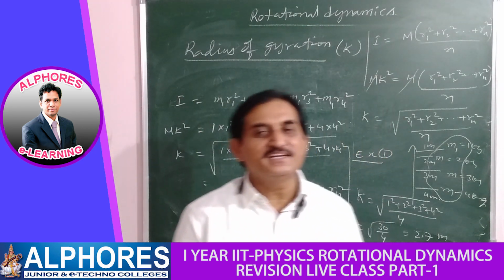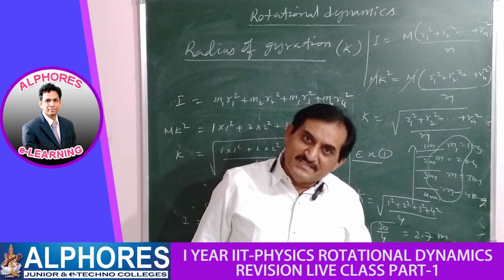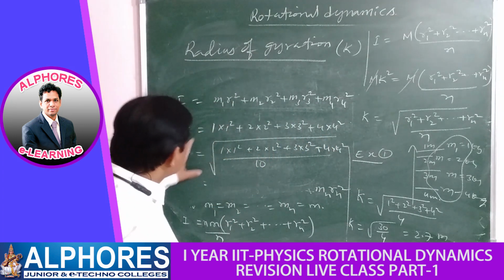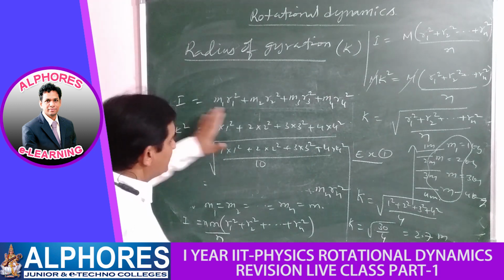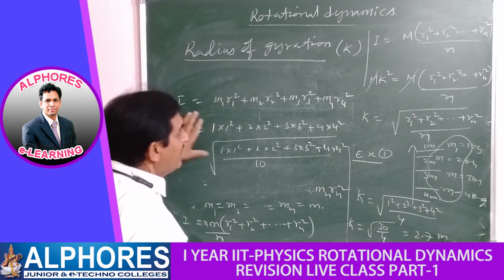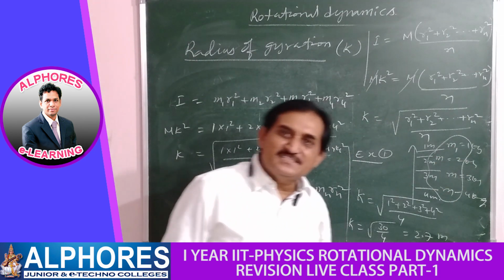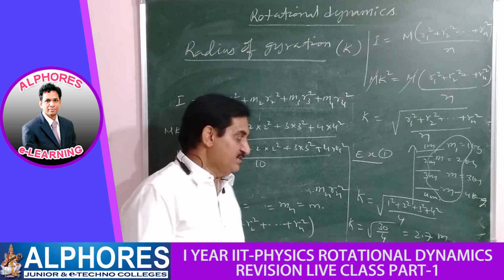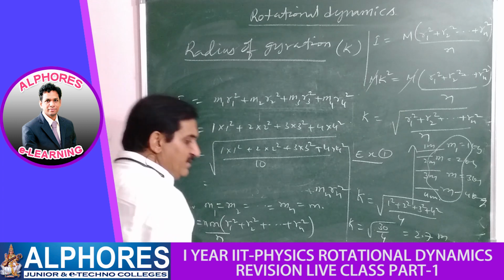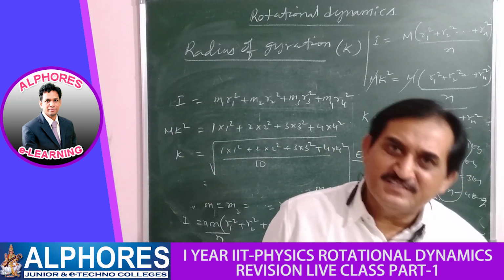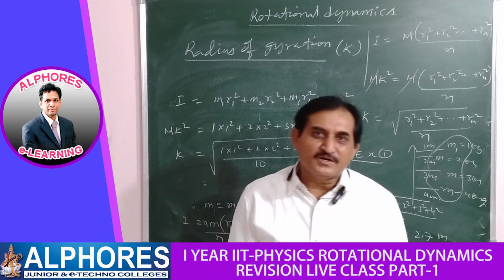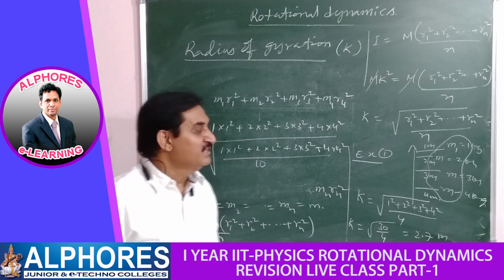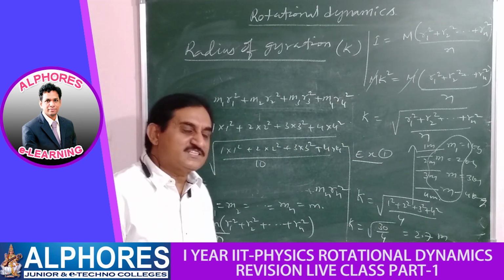If their masses are given and their corresponding distances are given from the axis of rotation, you can estimate the radius of gyration by this method for a system of particles. And when identical masses are given, this is the way to find the radius of gyration. Okay, so I expect that you have properly understood this concept. So let us move to the next concept.